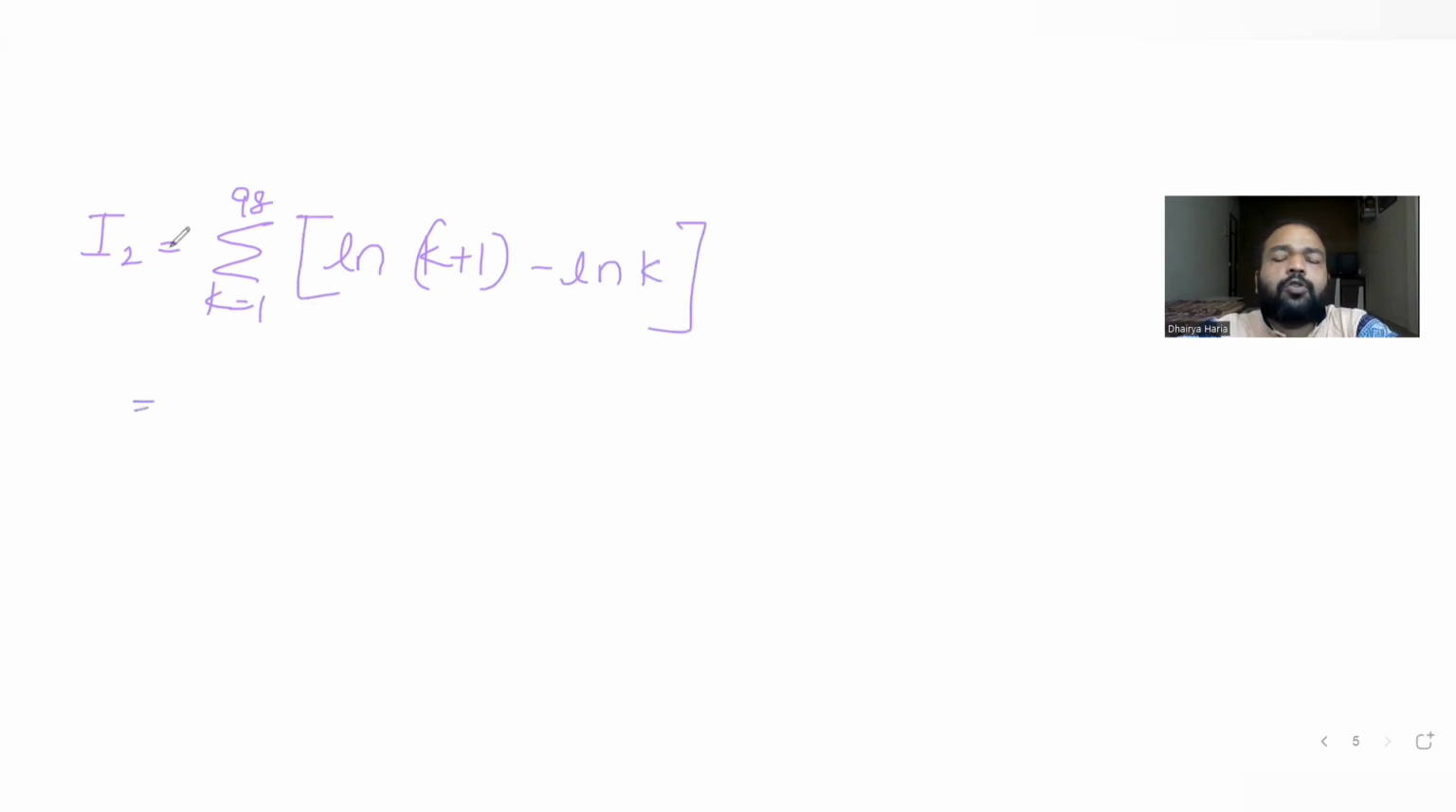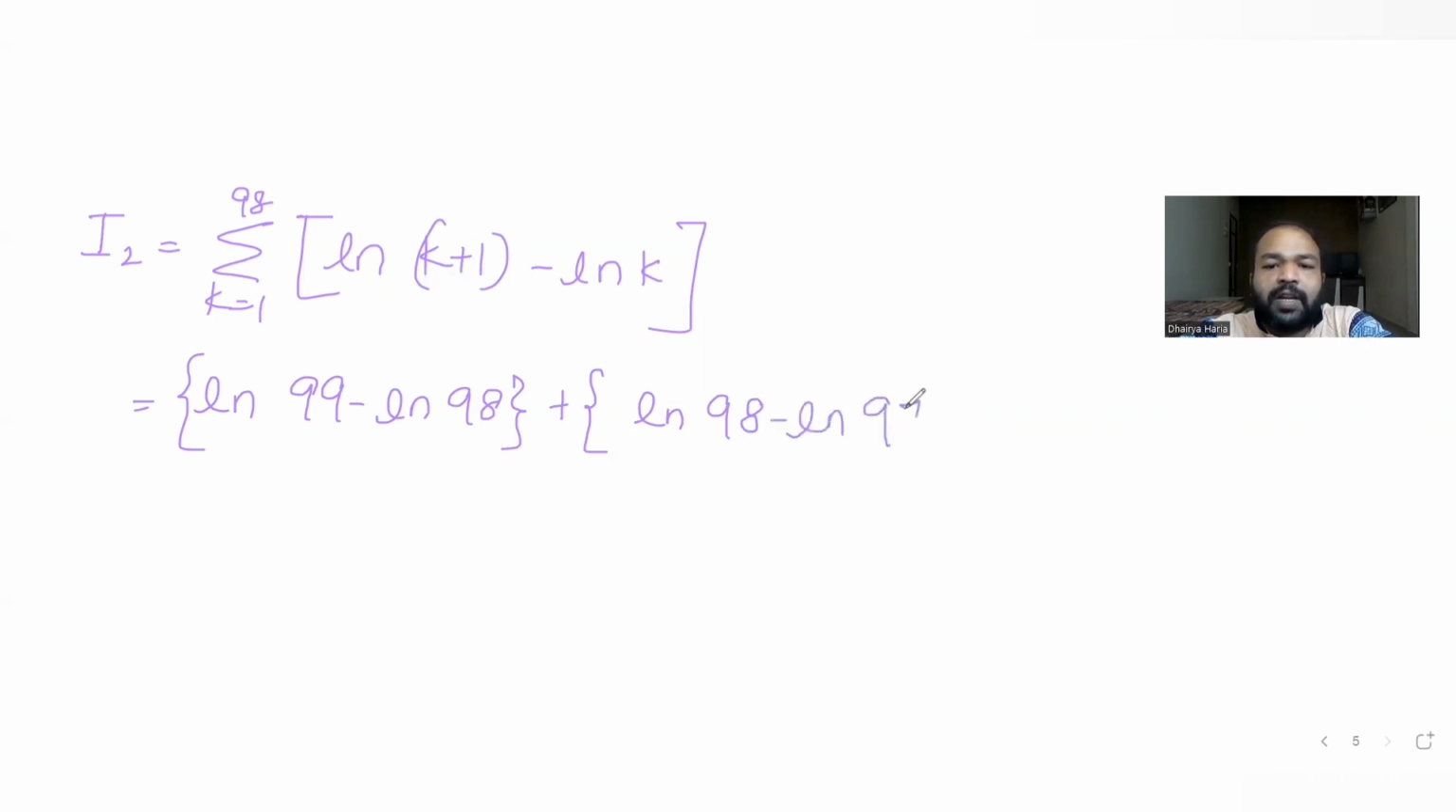If I substitute those values here, it gives me log of k+1, so 98 plus 1, 99, minus log of 98. If I decrease this by 1, putting k as 97, so 97 plus 1, 98, minus log of 97. If I put 96, it becomes 97 minus 96 in the log.